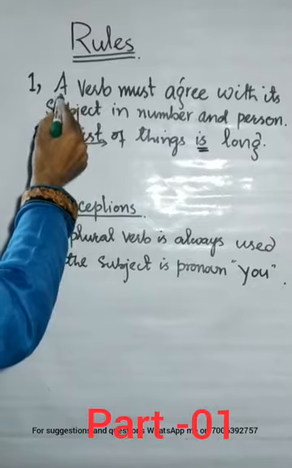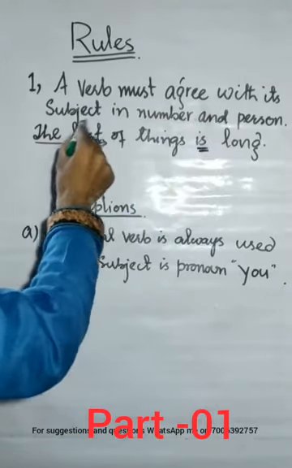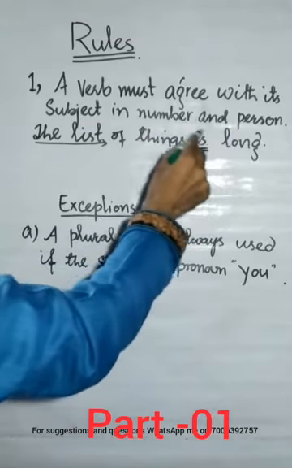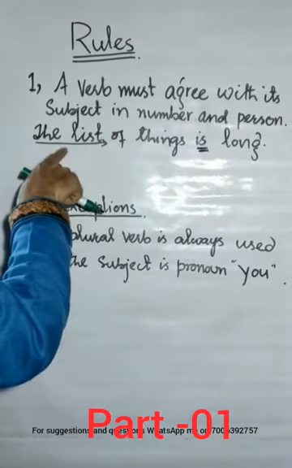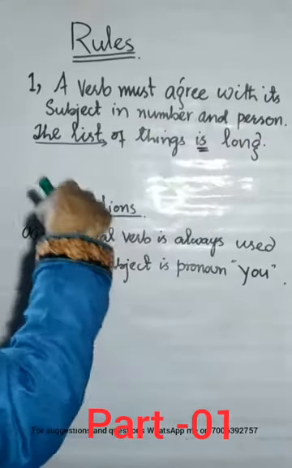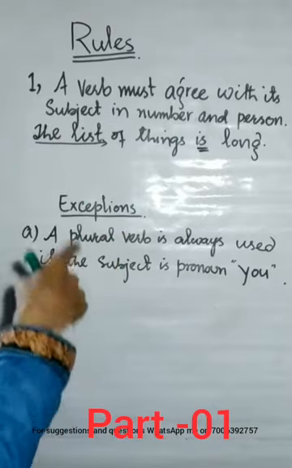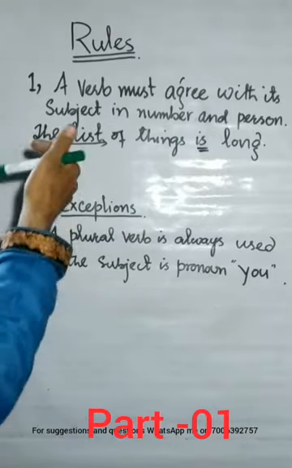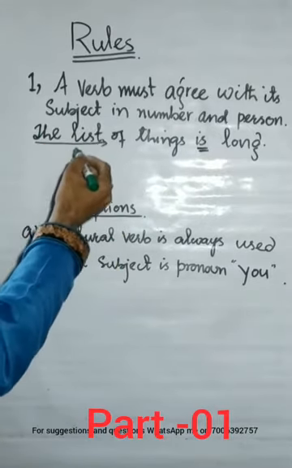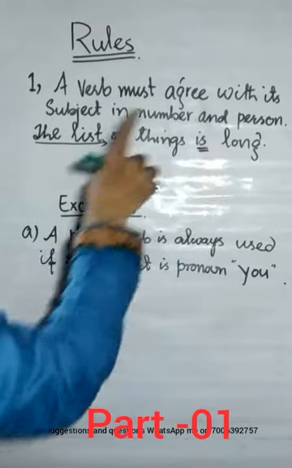The rule says a verb must agree with its subject in number and person. Number means whether the subject is singular or plural, and person means whether the subject is first person, second person, or third person. Here the subject is the list. It is singular subject, so we have to use singular verb is.